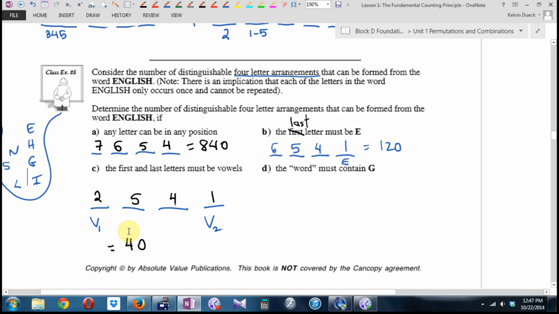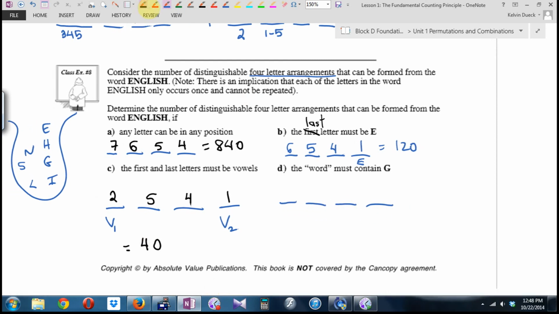We could do this 4 separate times and add our answers. But I think if we're clever, we can actually turn this into a times, which is less work. So I'm going to do one example. How many blanks am I going to draw? 1, 2, 3, 4. Let's say there, because that's one possible example. How many choices do I have for the G?